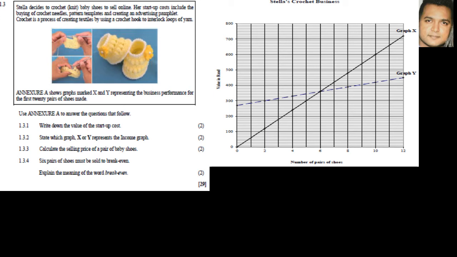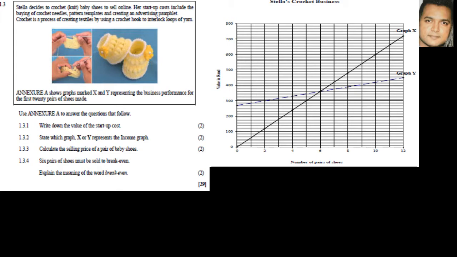Okay, so the information states there that Stella decides to crochet baby shoes to sell online. Startup costs include the buying of crochet needles, pattern templates, and creating an advertising pamphlet. Crochet is a process of creating textiles by using a crochet hook to interlock loops of yarn.